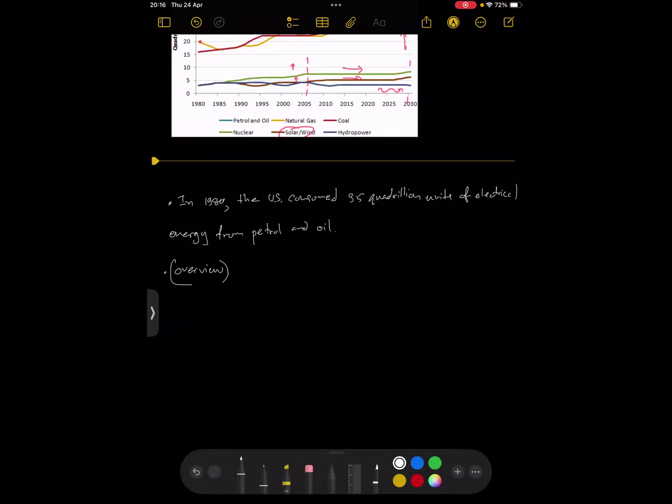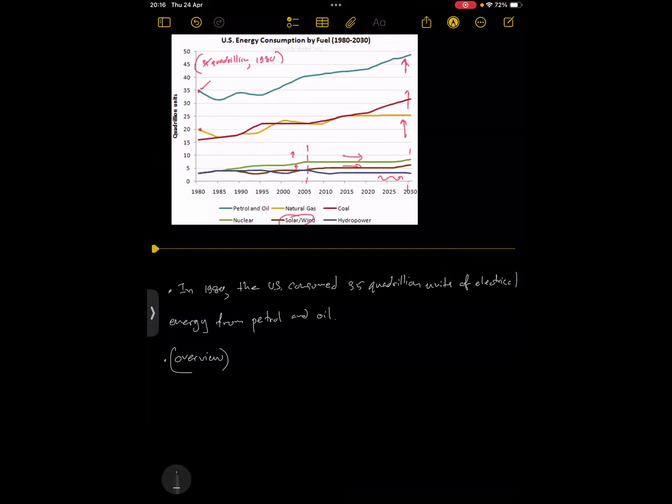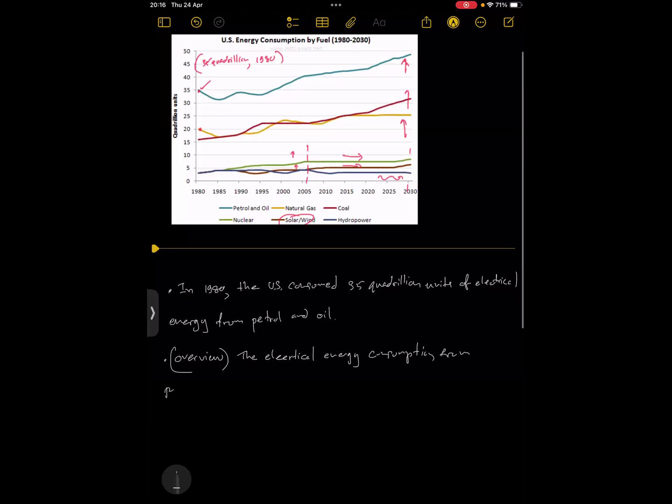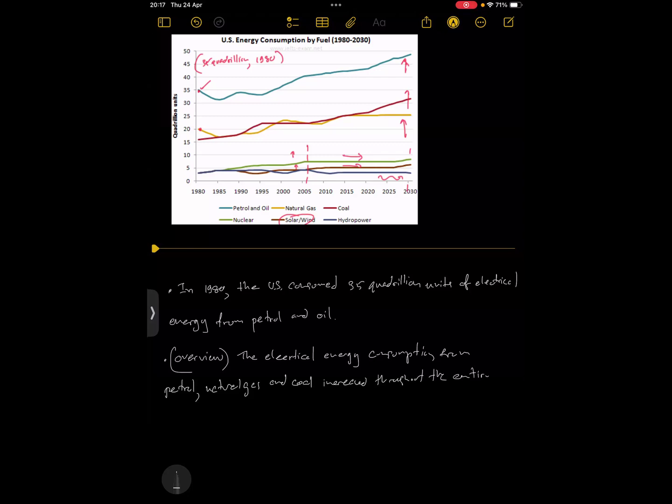Let me just do it again. Sorry, guys. So I would say the electrical energy consumption from petrol, natural gas, and coal increased throughout the entire period.